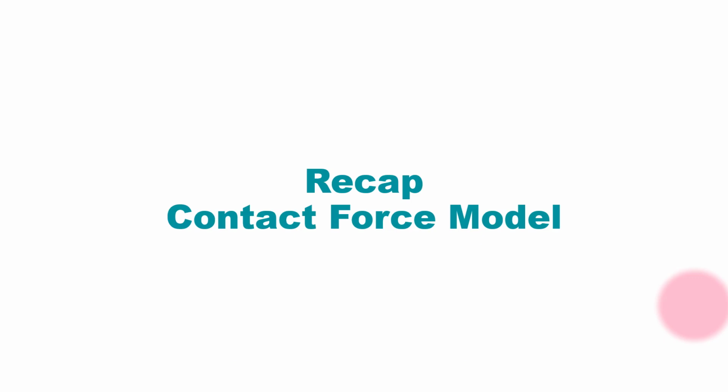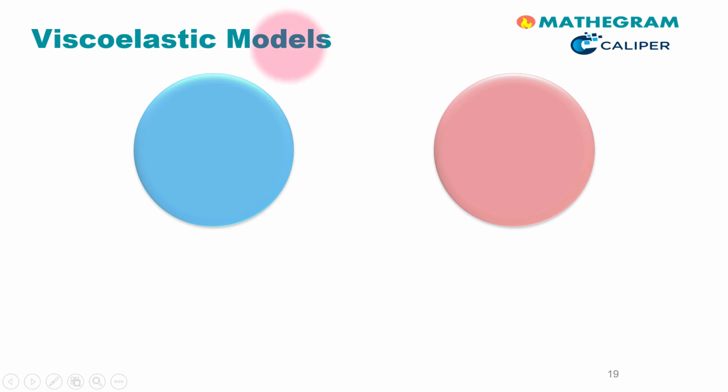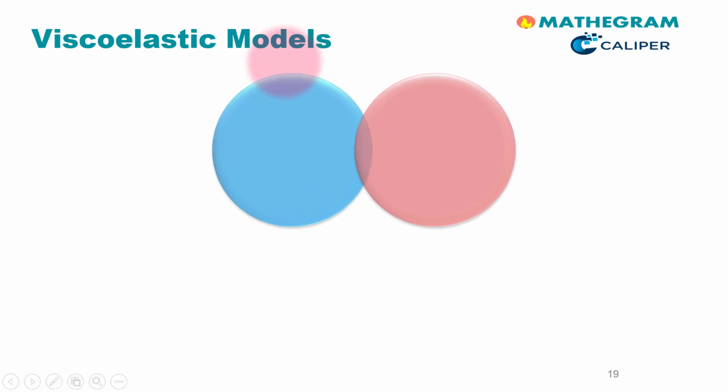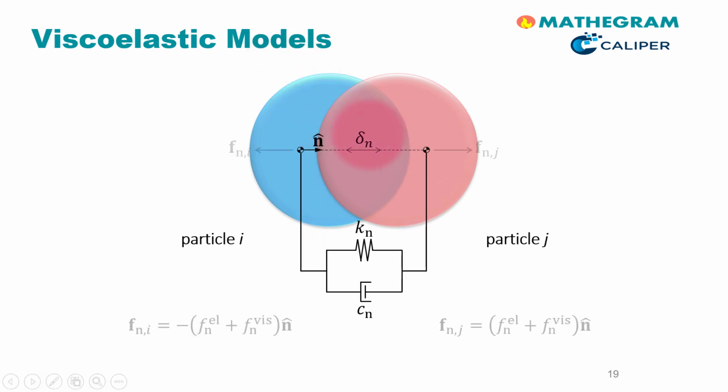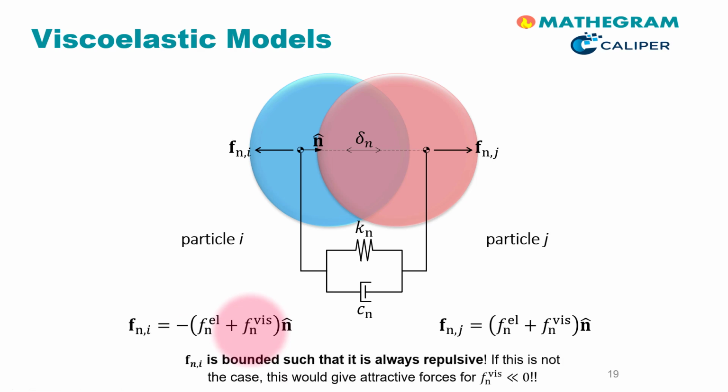We now come to another small recap section, the contact force models. This is a crucial section since it allows us to understand the critical input parameters of a typical DEM simulation. Let us therefore focus on so-called viscoelastic models, which are an important group of contact models. These models model contact forces in the normal direction, here denoted with Fn, as the sum of an elastic and viscous force component. This sum is then bounded to be always repulsive. You can imagine if the viscous force component is large, this contact force would give attractive forces, which is clearly unphysical.